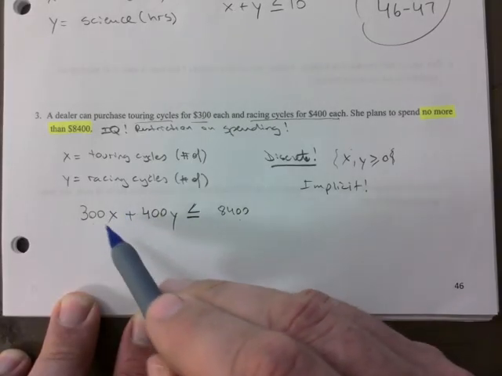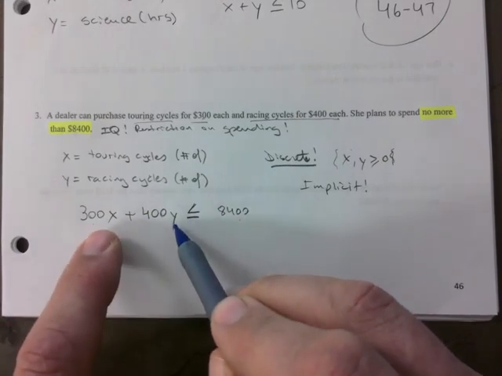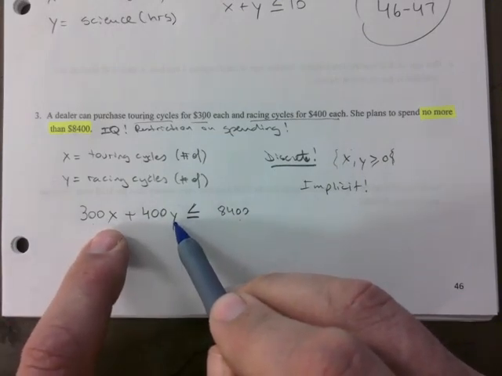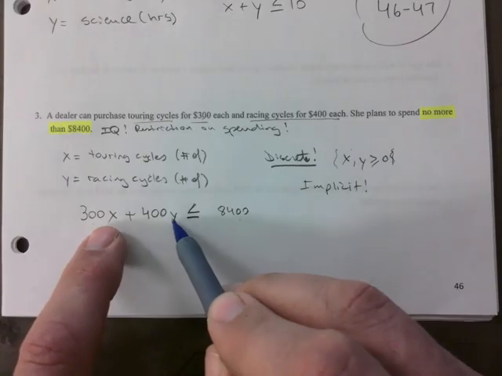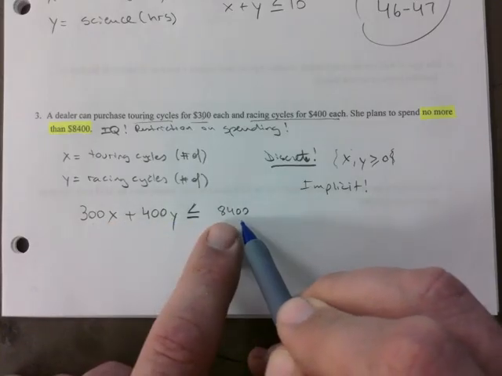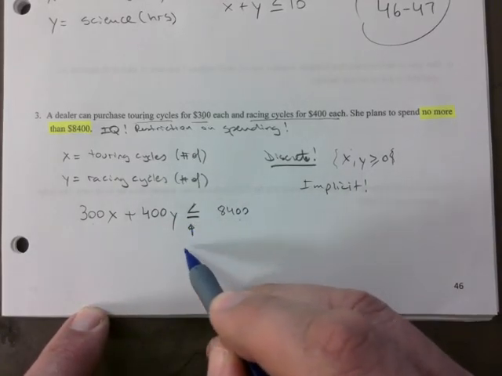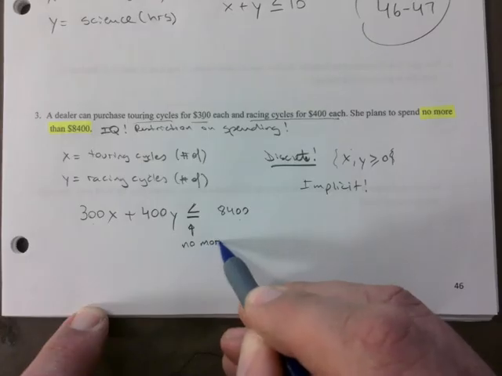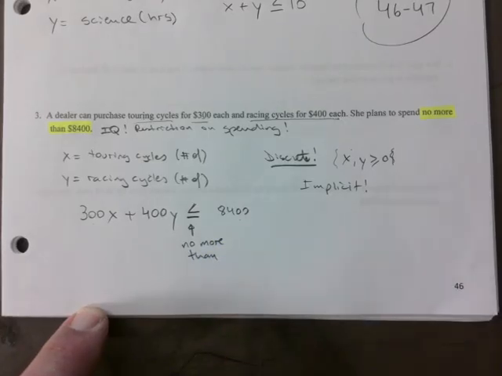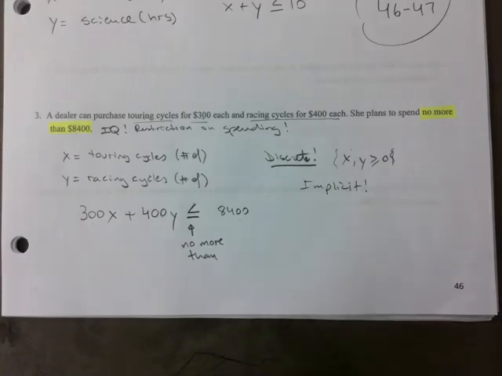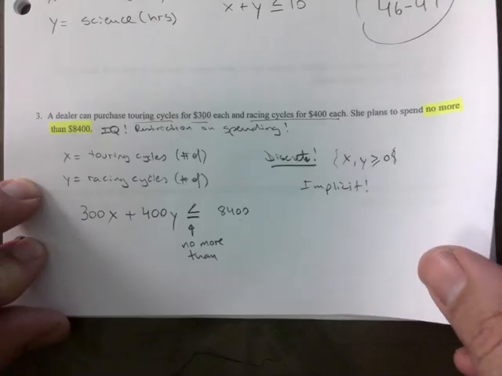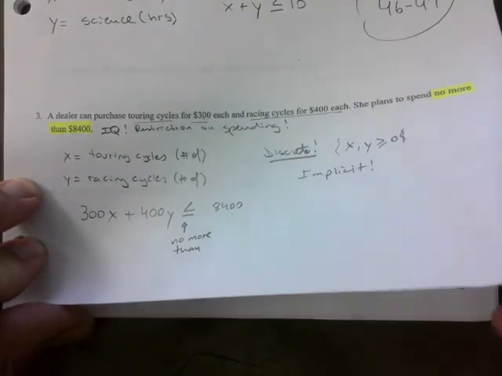Whatever cycles are being purchased, number of, from either one, whatever combination cannot be greater than 8,400. So it's the no more than. I will just make an arrow here. And I gave you on 48, I believe it was 48, and no more than is there on your little keyword section, right? Okay, 47.